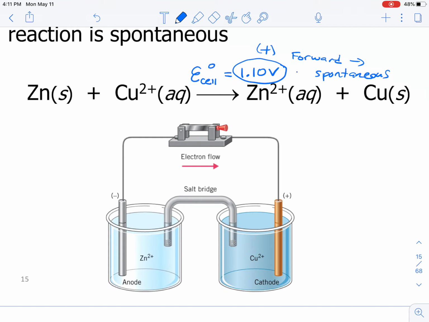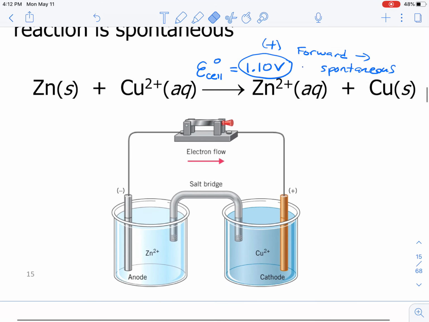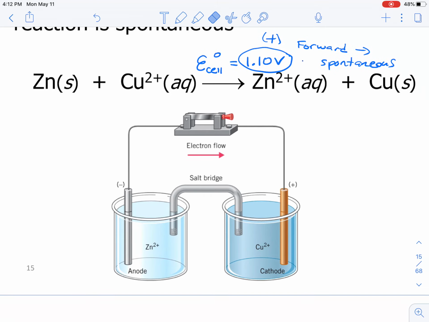That implies that if you were to reverse this equation, such that you have copper solid reacting with zinc 2 ion to produce zinc solid and copper 2 ion, the reverse is going to be non-spontaneous. You will get a standard cell potential that's negative 1.10 volts. So the number stays the same, but the sign flips when you flip the equation.